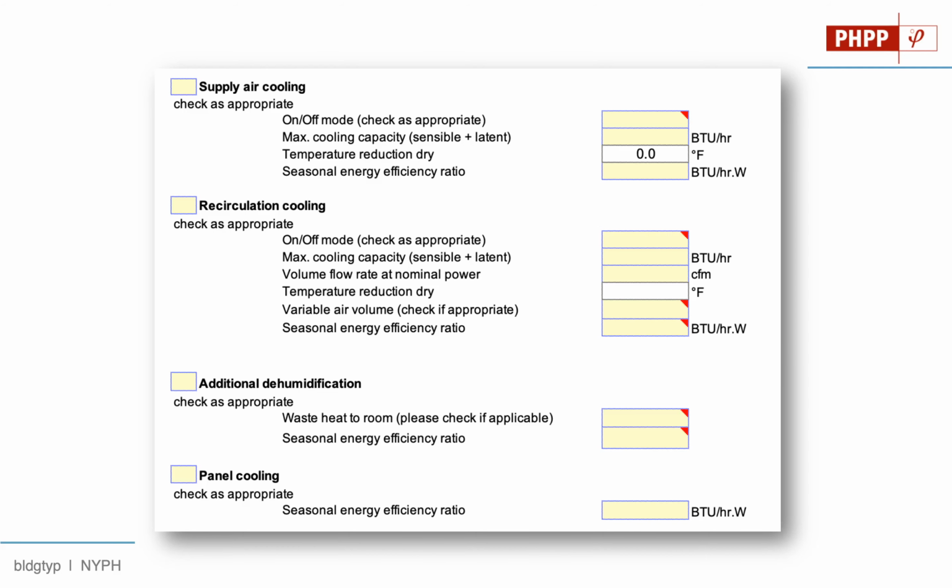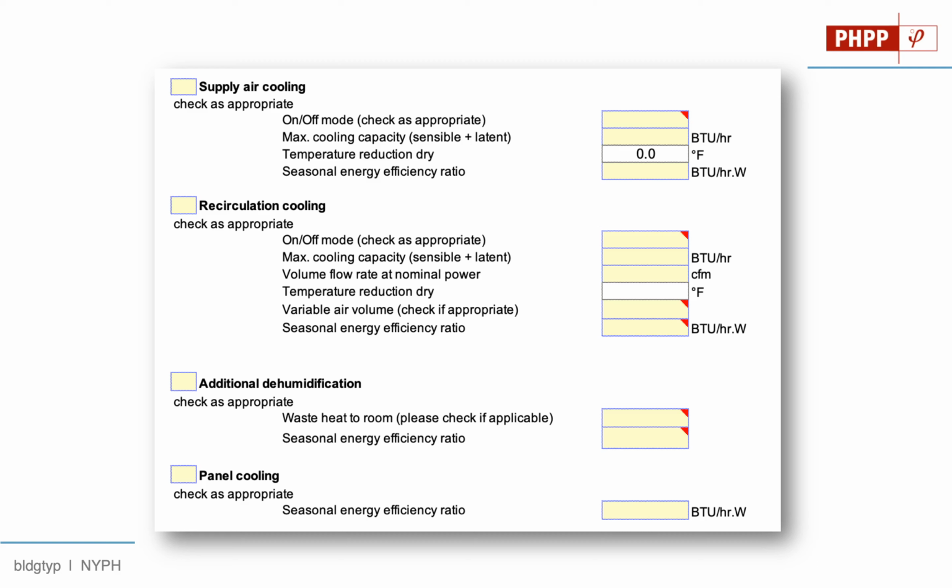Now, when it comes to the PHPP, we have the opportunity to model one of, or a combination of, four distinct types of cooling equipment. So the PHPP will allow us to model so-called supply air cooling. We'll talk a little bit more about that in a second. Recirculated cooling, that's sort of good old-fashioned air conditioning.